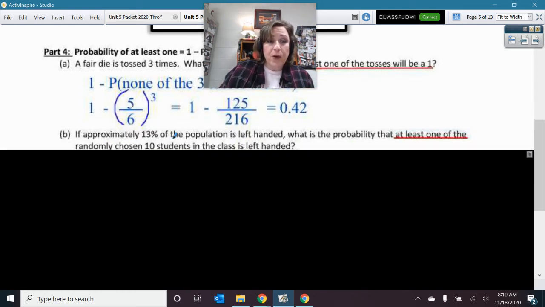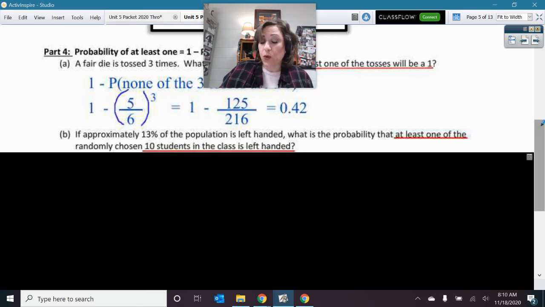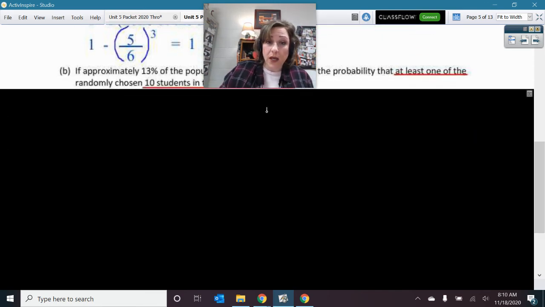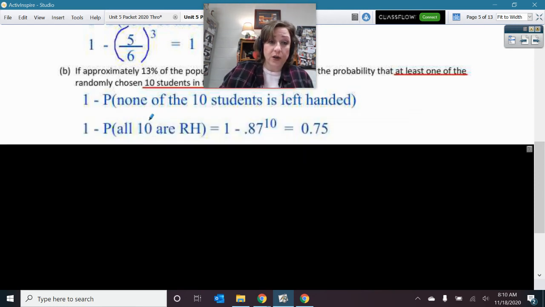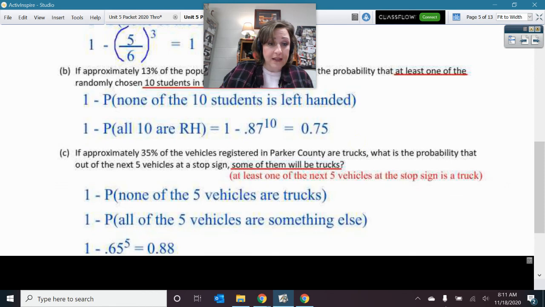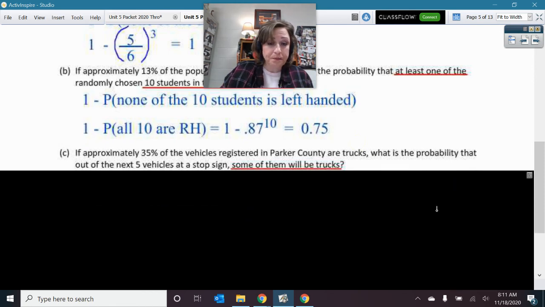Next, if approximately 13% of the population is left-handed, what's the probability that at least 1 of 10 students is left-handed? At least 1. So that's 1 minus the probability that none of the 10 students is left-handed. So they're all righties. So that's our 0.87 to the 10th power, and that's how we get that. I think I've just got one more here.